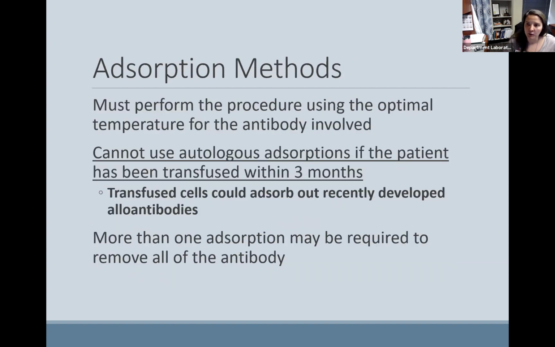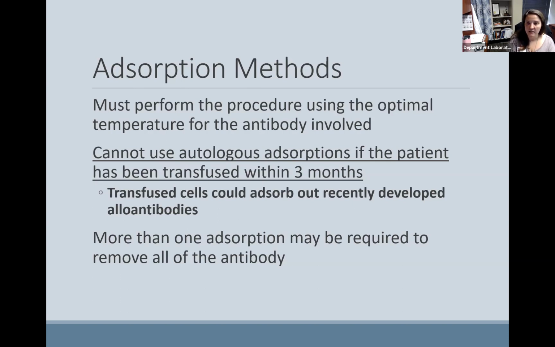And so we talked a little bit about absorption in the previous lecture, but just to reiterate, and I might have failed to mention this earlier too, with adsorption, you want to make sure that you use the optimal temperature. So if you are trying to absorb out a cold autoantibody, you want to do that at 4 degrees. If you're trying to absorb out an IgG warm reacting antibody, we want to do that at 37 degrees. Okay, so it is temperature dependent.